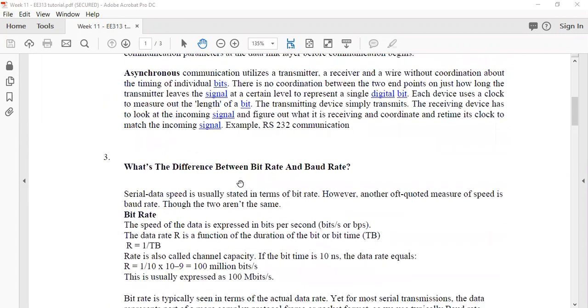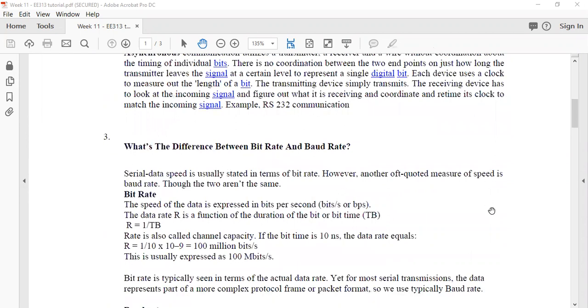3, what's the difference between bit rate and the baud rate? The bit rate is basically the number of bits per second that is being transmitted from the transmitting unit or the receiving unit, right? Whatever the transmitting or receiving unit is dealing with is the number of bits per second, right? So that is what is given over here. Serial data speed is usually stated in terms of bit rate.